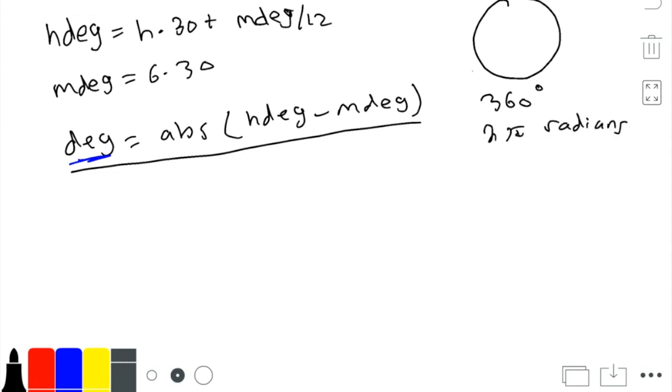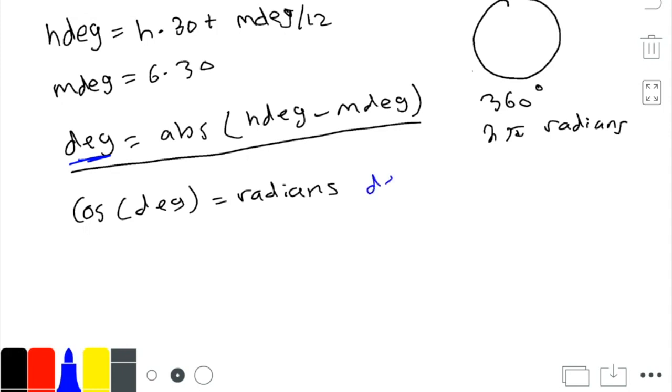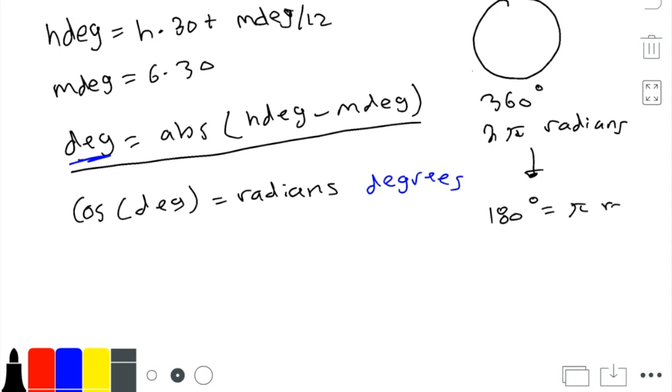So if we take the cosine of deg, it will be interpreted in radians, but we want to convert this from degrees. In order to do this, we can see that 180 degrees is equal to pi radians. This means that 1 degree, if we divide everything by 180, is equal to pi over 180 radians.